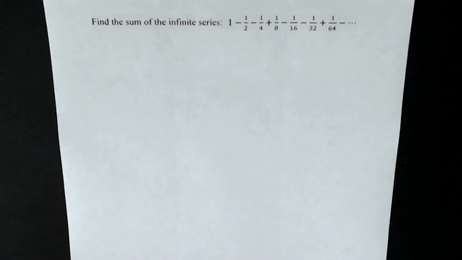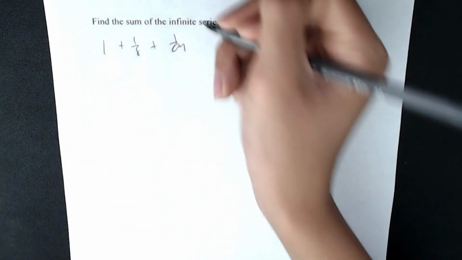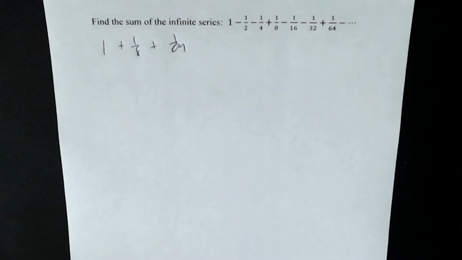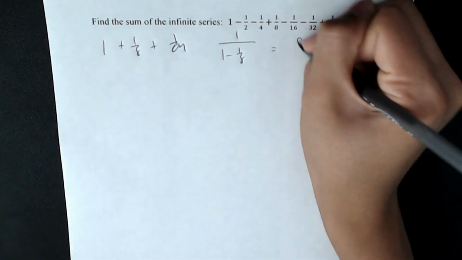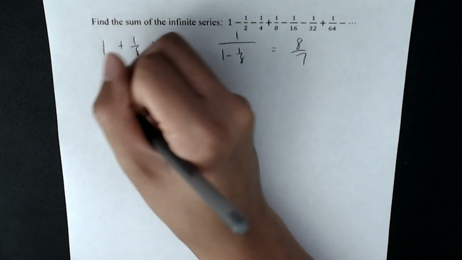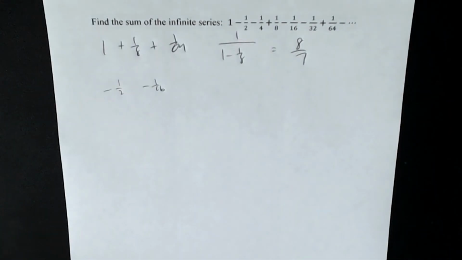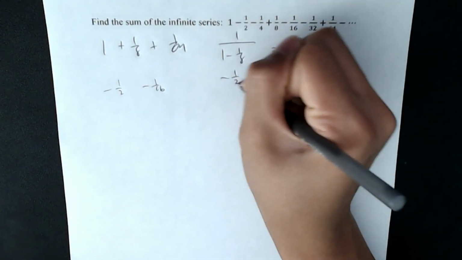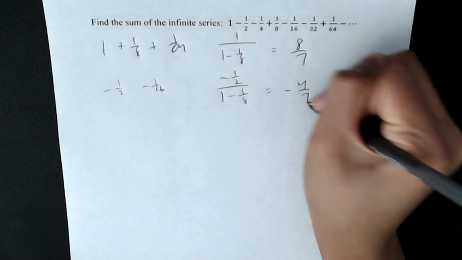Instead, we need to split the infinite series into 3 infinite geometric series. We can get the infinite geometric sequence 1 plus 1/8 plus 1/64, and so on, with common ratio 1/8 to get a sum of 1 divided by 1 minus 1/8, or 8/7. Then we add the infinite geometric sequence negative 1/2, negative 1/16, and so on, with common ratio 1/8 to get a sum of negative 1/2 divided by 1 minus 1/8 equals negative 4/7.